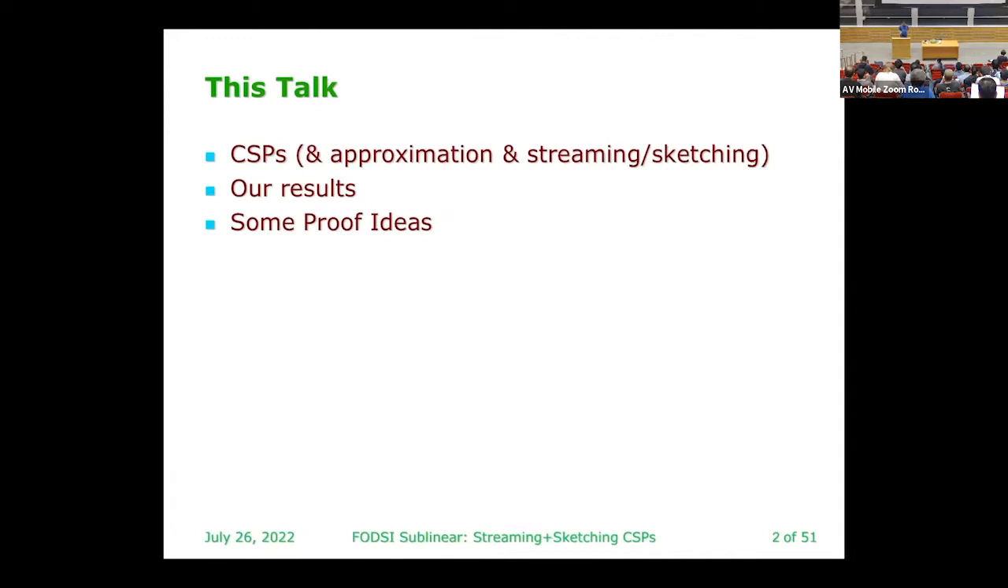All right, so very quickly, what this talk is going to be about. Some part of this talk is what CSPs are, and approximation and streaming and sketching, what all of these are. I'll tell you a little bit about our results and some proof ideas. And as I've given this version of the talk many times before, each time I make a few changes. So for those of you who've been watching these slides before, you can try to detect the changes.